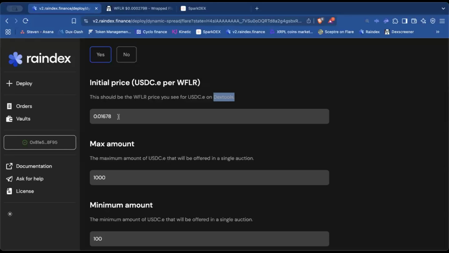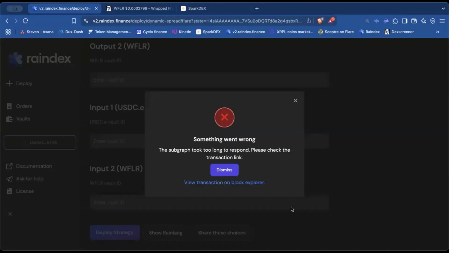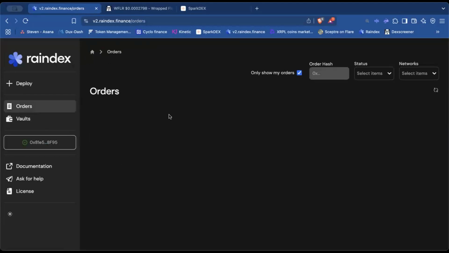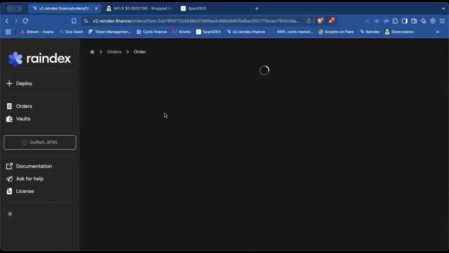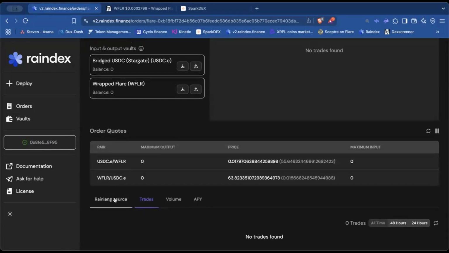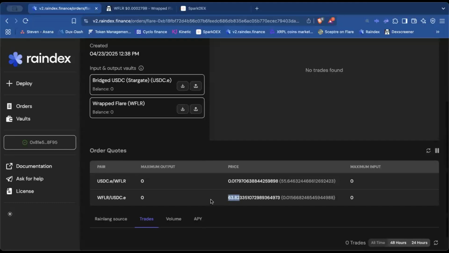Okay, so deploy. Right. Deploy. Yeah, that should be fine. Dismiss. And then orders. All right, so open that. No, that's copy. Yeah, just click. There you go. All right, let me see. So USDC 0.0179, yeah, that works. And then wrapped Flare per USDC, you have 63 and 0.0156.